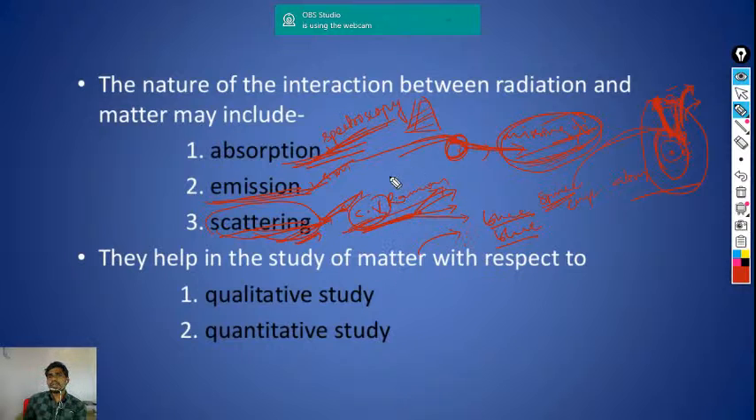With these interactions, or these phenomena, we can identify qualitative information as well as quantitative information. Qualitative means the type of interaction, how it happens, whether the molecule is completely excited or only part of the molecule, or only some bonds or electrons are excited. That qualitative or type-based study can be done with these phenomena, as well as the quantitative, meaning how many molecules are excited or emit. That also can be studied. Quantitative is based on quantity. Quality is the type.